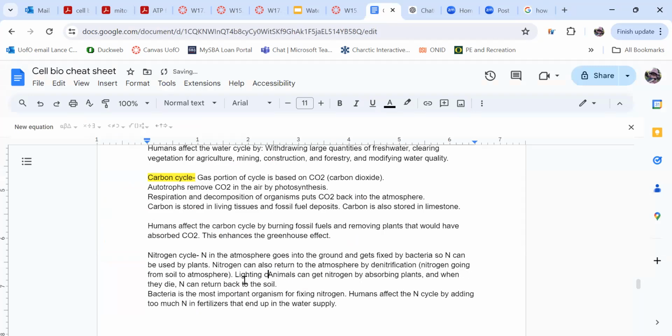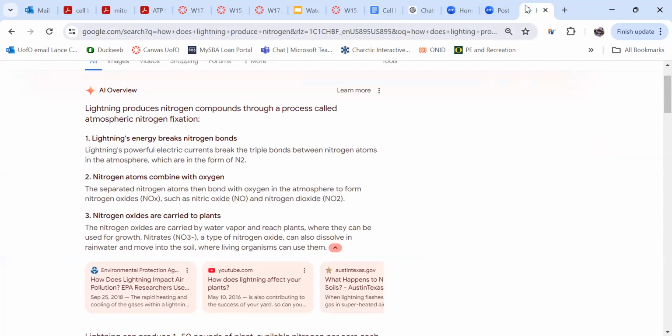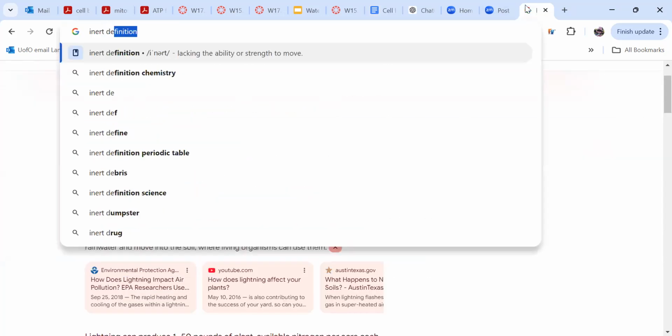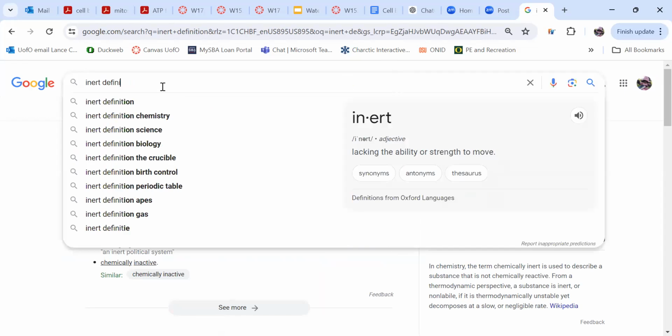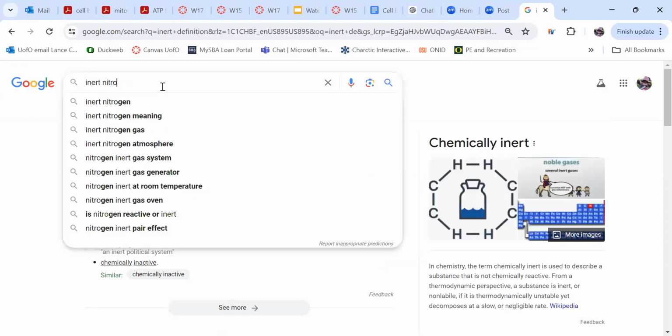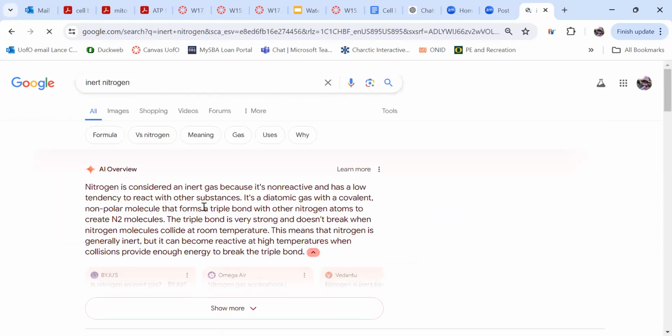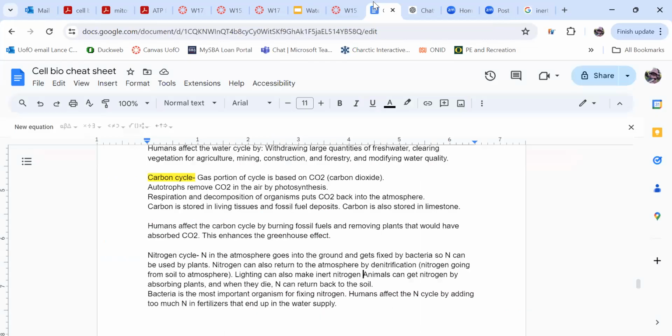Lightning can also make inert nitrogen. Now, inert means unusable nitrogen. Inert definition: lacking the ability or strength to move, lacking vigor. Inert nitrogen, make sure I'm right about that. Nitrogen is considered an inert gas because it's non-reactive. Okay, so it's non-reactive. That's what the definition of that is.